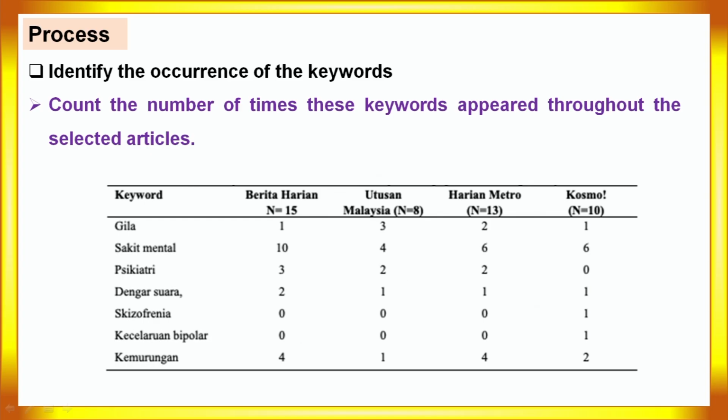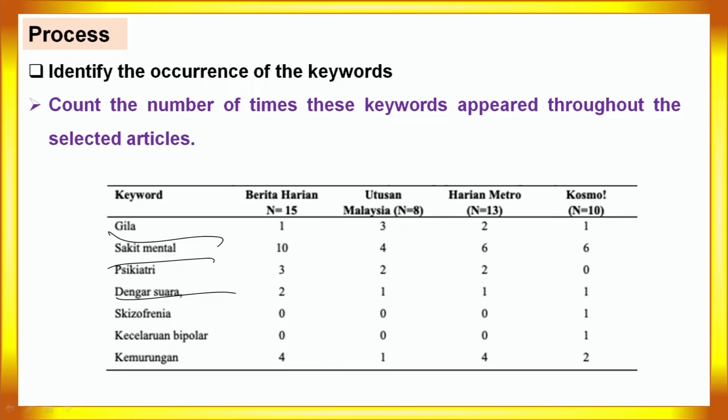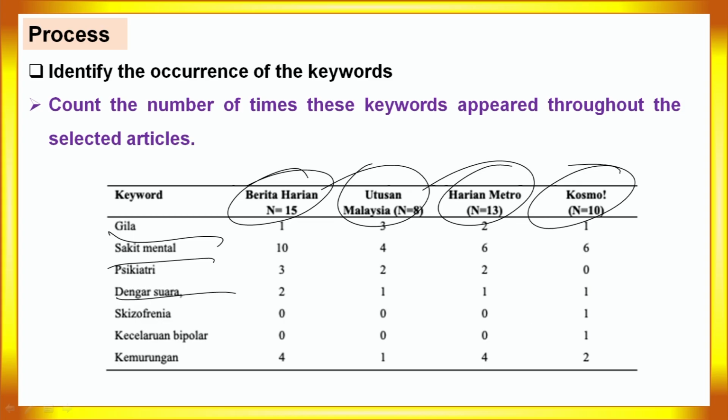The next part is to identify the occurrence of the keywords; that is the second step. Occurrence means counting the number of times these keywords appear throughout the selected articles. Maybe you selected 50 articles published in the last 5 years in 4 or 5 national newspapers related to mental illness. The next step is simple: you count, or analyze, the occurrence of those particular keywords. It is simply the frequency, like how many times these keywords appeared in the national mainstream media over the last 5 years. So, that is the second step.